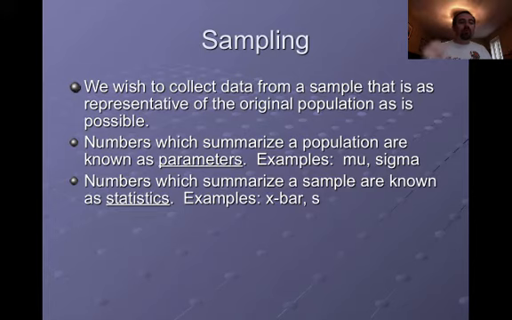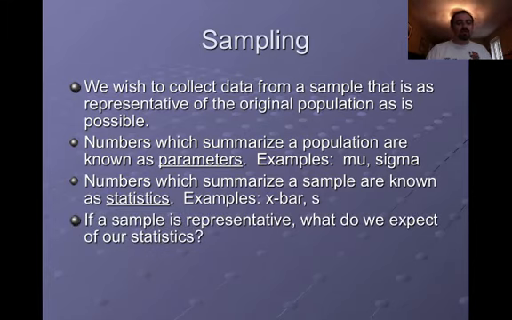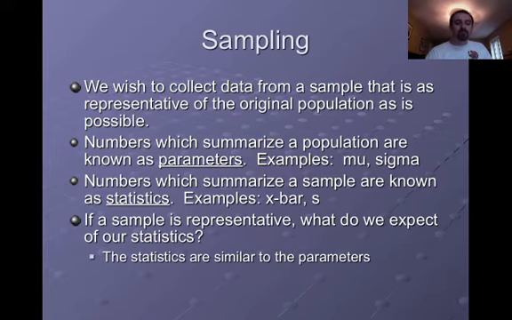Mu and sigma are parameters, and X bar and S are statistics. Okay, and then we should think about it this way. If a sample is representative, what do we expect of our statistics? Well, it's pretty straightforward. The statistics should be close to the population parameters. So the statistic X bar, hopefully, if everything goes well, should be close to mu. S should be close to sigma. So if our sample is representative, we hope that the sample statistics are similar to the population parameters.